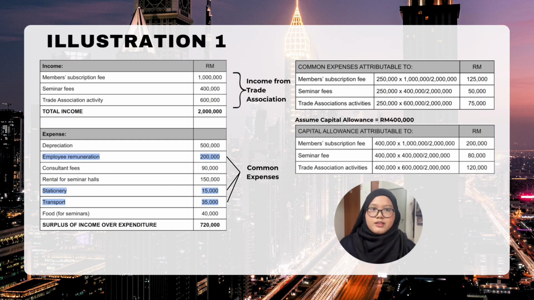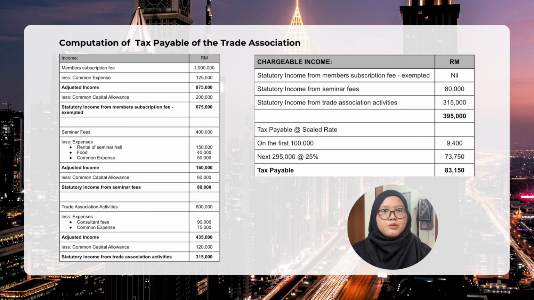Next, we will compute the tax payable for the trade association. For each income, we will deduct the common expense that we calculated before and the expense that is related to each income to get the adjusted income. And after getting the adjusted income, we will deduct the common capital allowances that we computed before. Then we will get the statutory income from the three incomes.